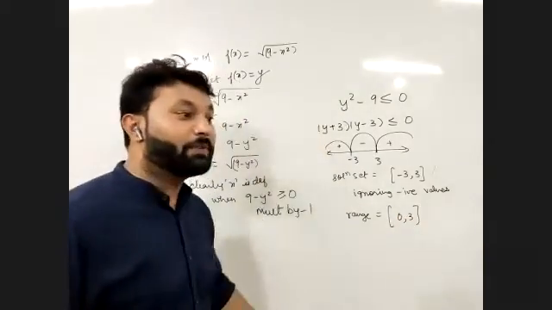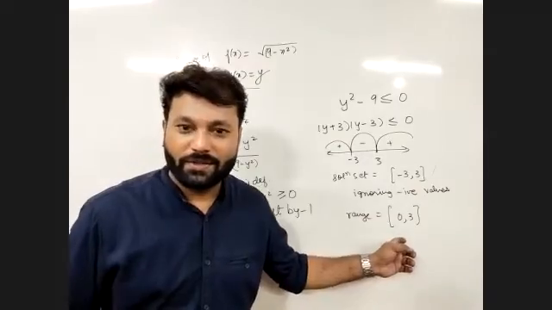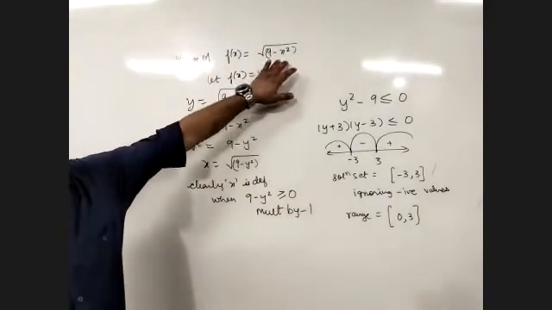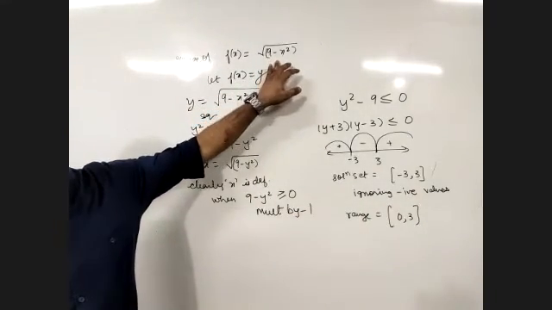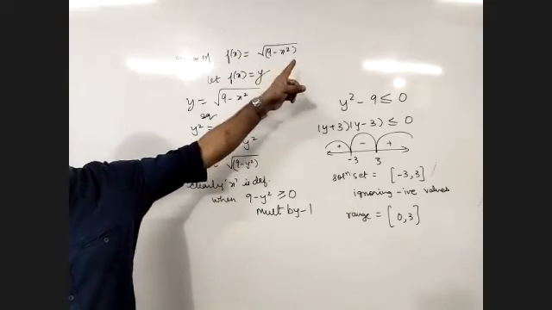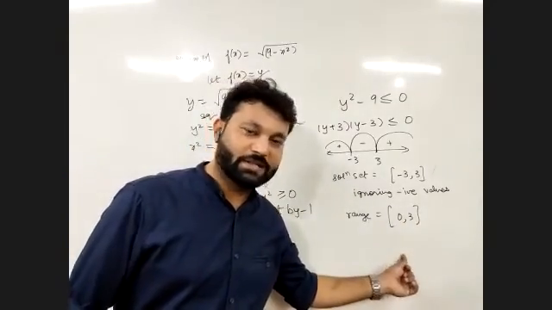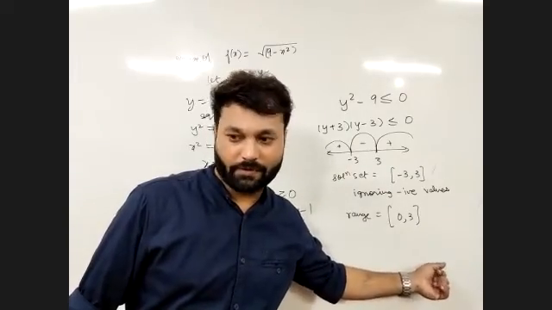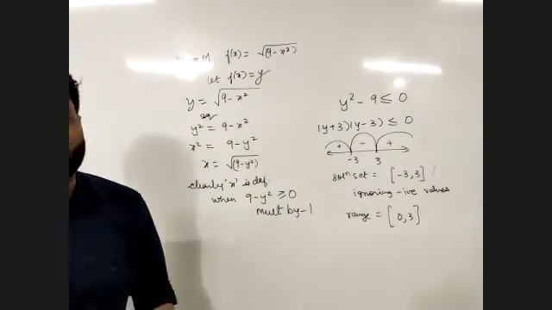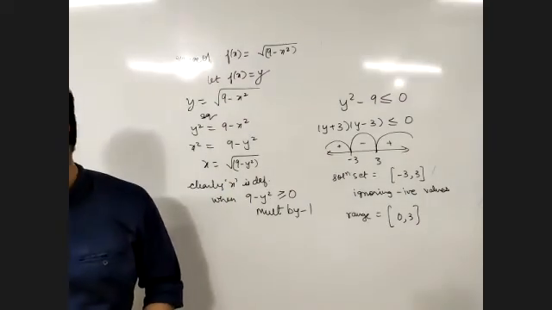That is, minimum value of this function will not be -3. Minimum value of this function will be 0. When will it be 0? If we put x as 3 or -3, then the value of the function will be equal to 0. So this value will never be negative. The smallest value of this function will be 0 and the highest 3. So the range of this function is between 0 to 3. I hope I have cleared it.